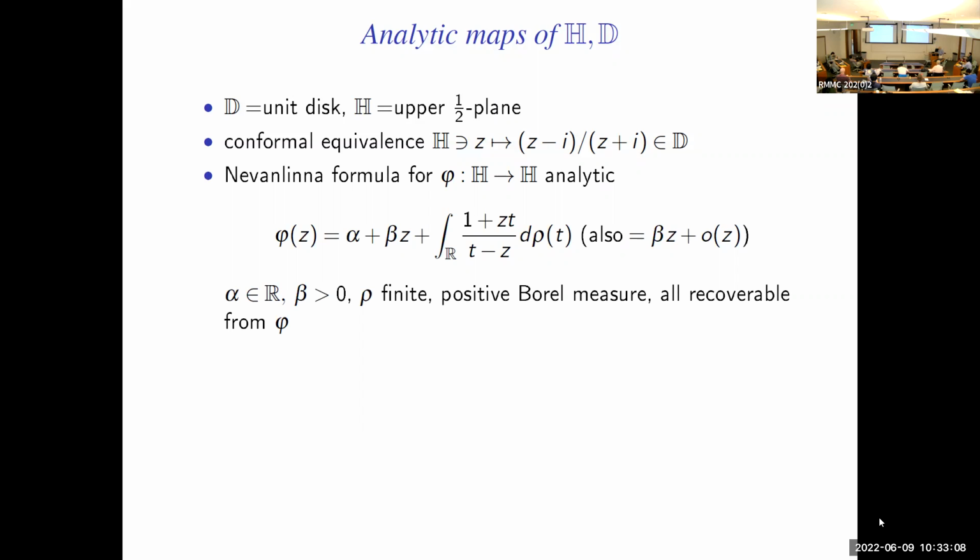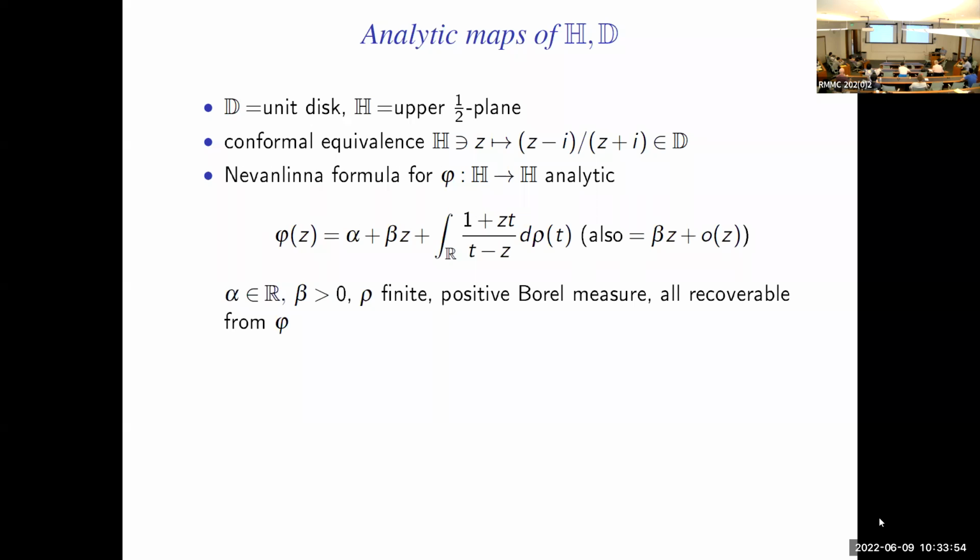Functions that are analytic self maps of the upper half plane can be written explicitly using this formula. So phi of Z is alpha, a real constant, plus beta times Z, plus an integral of a kind of Poisson kernel, (1 plus ZT) over (T minus Z), d rho of T. Notice that it's T minus Z today, not Z minus T. Or if you want asymptotically, as you go to infinity, this is beta Z plus something which is little o of Z, non-tangentially.